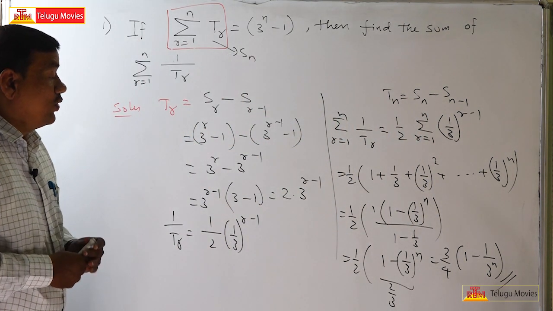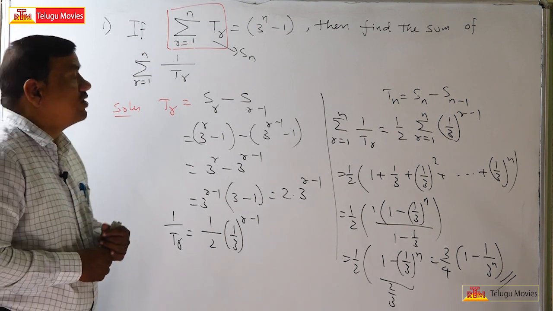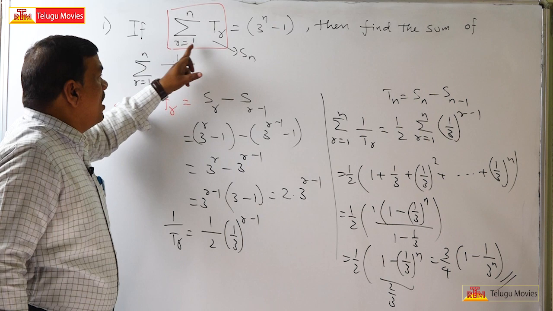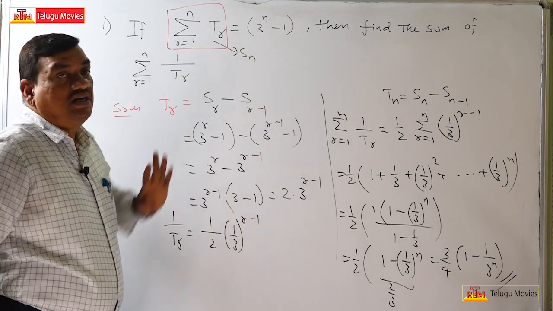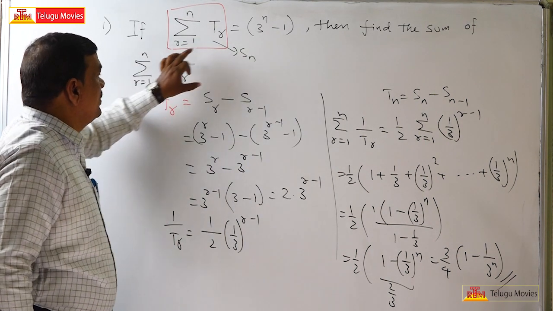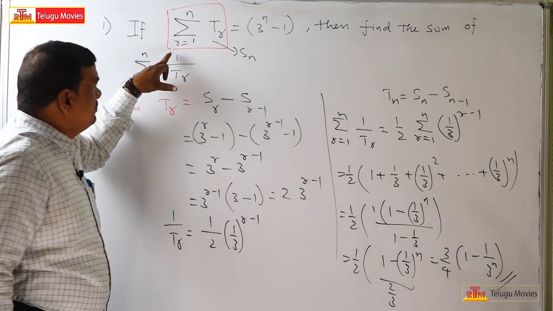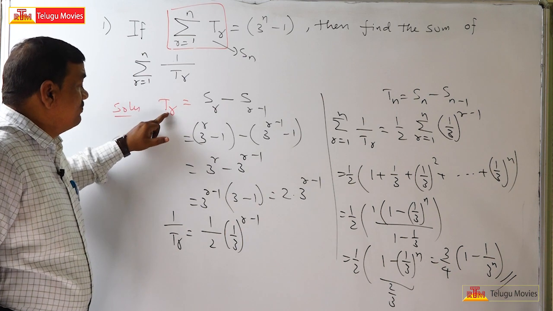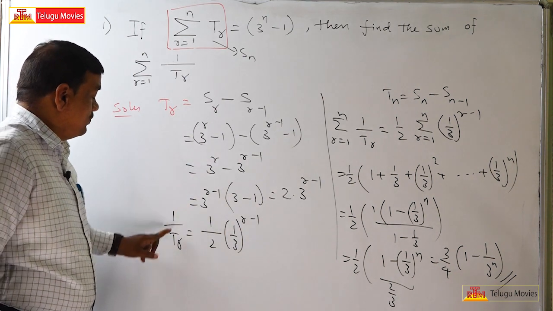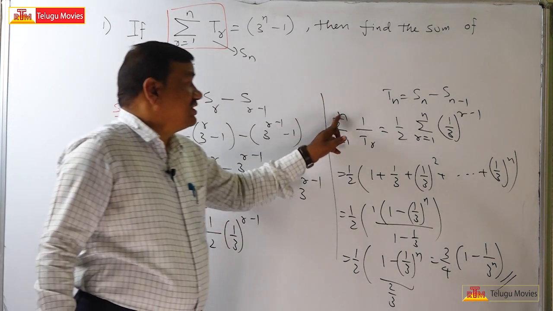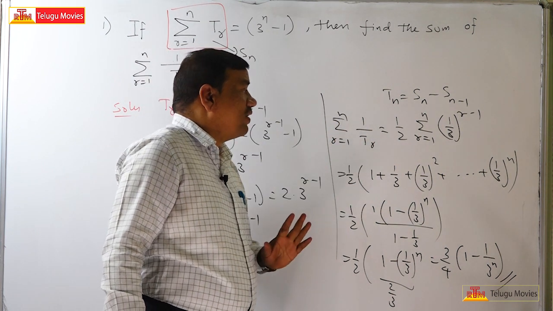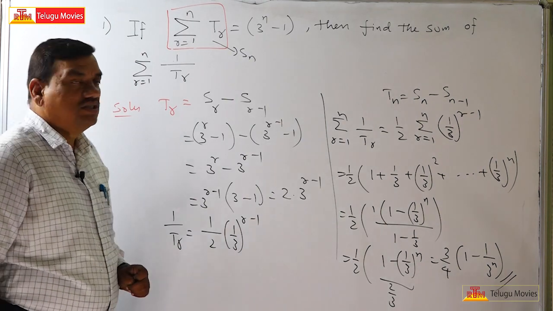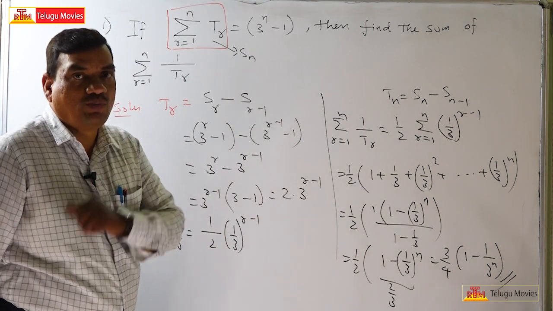Understand this? Okay. I hope that you understand this problem. The first thing you have to learn from this is sigma r runs from 1 to n of tr is nothing but Sn, the sum to n terms. So we got Sn. Before finding 1 by rth term, first find out tr. Next 1 by tr. Next sigma r runs from 1 to n of 1 by tr. We will get the answer. Okay now. So very nice problem this is. So let us move to the next problem.